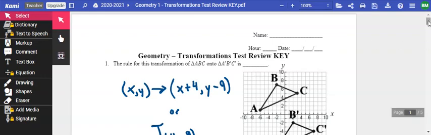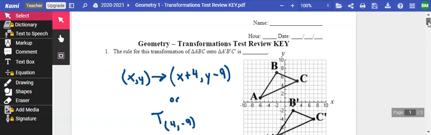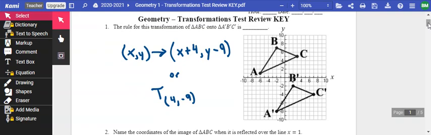Okay, so we're going to go over the test review key. I just want to make sure every single one of these you feel comfortable with, know how to do them. The first one is asking what happens. It is a translation. So everything went to the right 4, down 9. That's what these two symbols mean: (x plus 4, y minus 9), or T(4, negative 9).